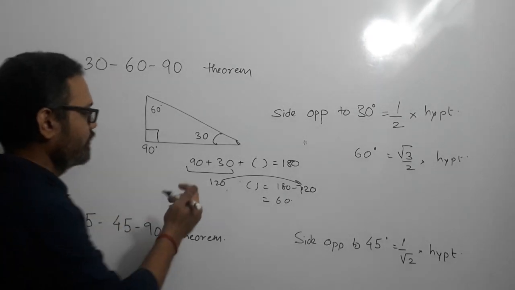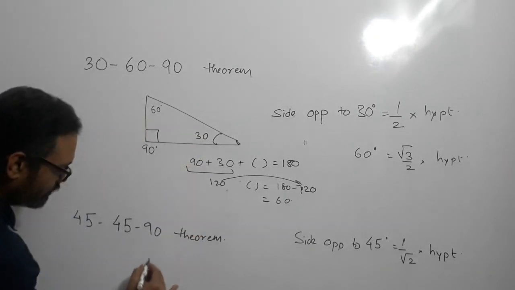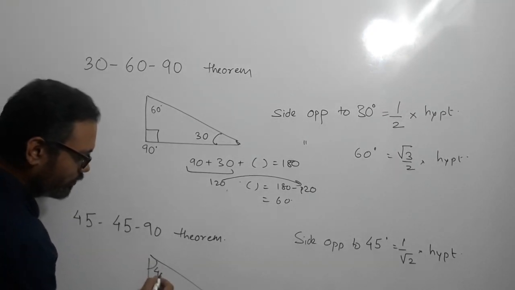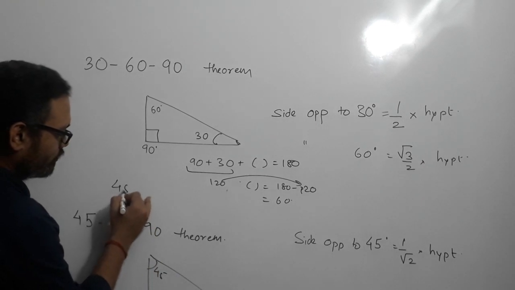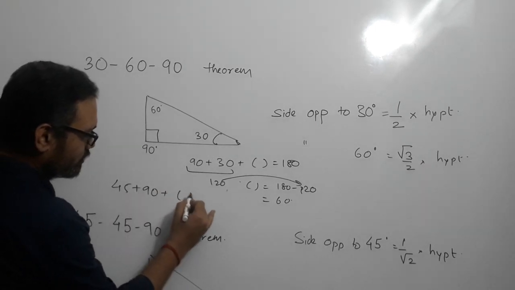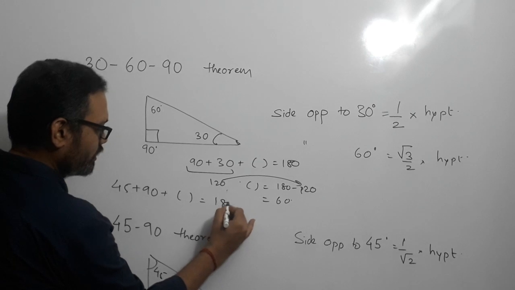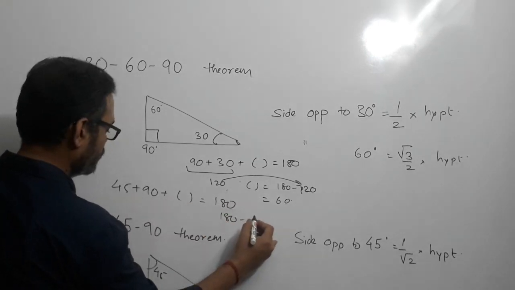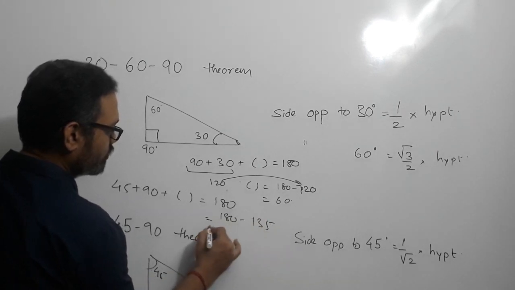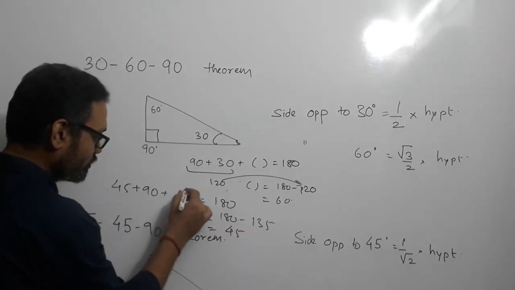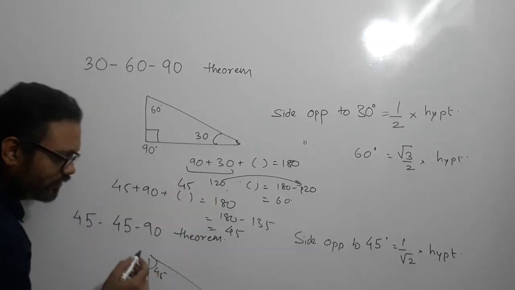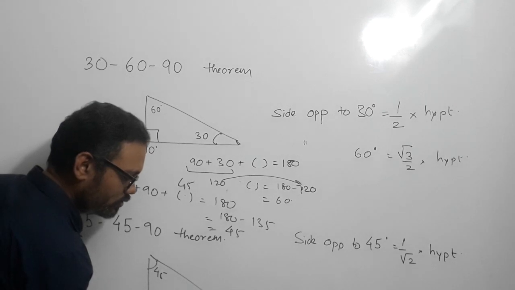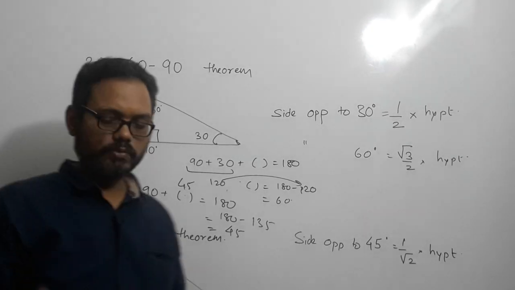Okay. In the same way, if I am saying in a right angle triangle one angle is 90, one is 45. So what is 45 plus 90 plus this some value is 180 degrees. So what is this? 180 minus 135, which again comes to 45. So this angle is also 45 degrees. So whenever in a right angle triangle one angle is 45 degrees, another angle is also 45 degrees. This is what you have to remember.